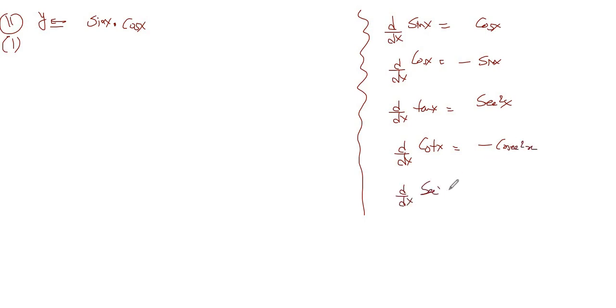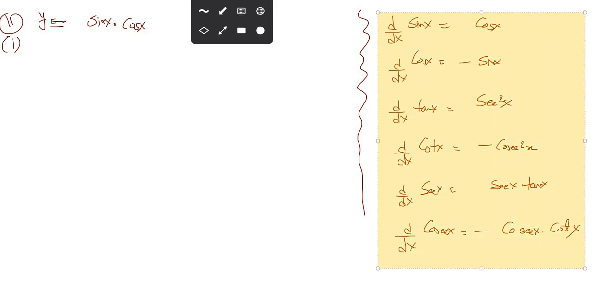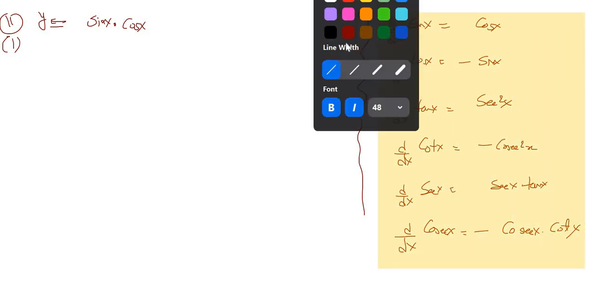d by dx of sec x is sec x into tan x. And d by dx of cosec x is minus cosec x into cot x. Write this down and we will use it in all the questions. Okay. So here is the first question.